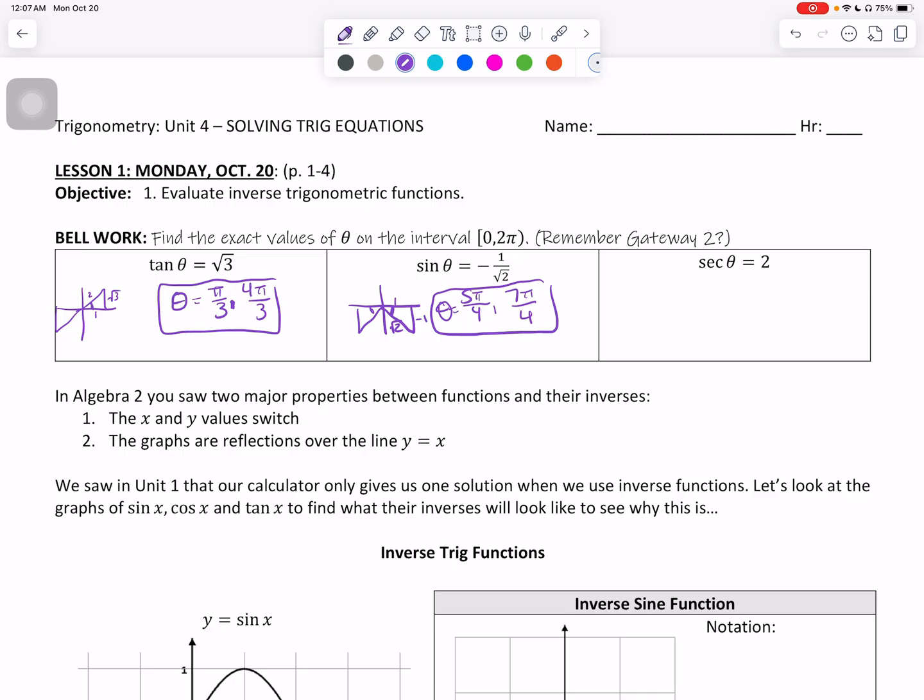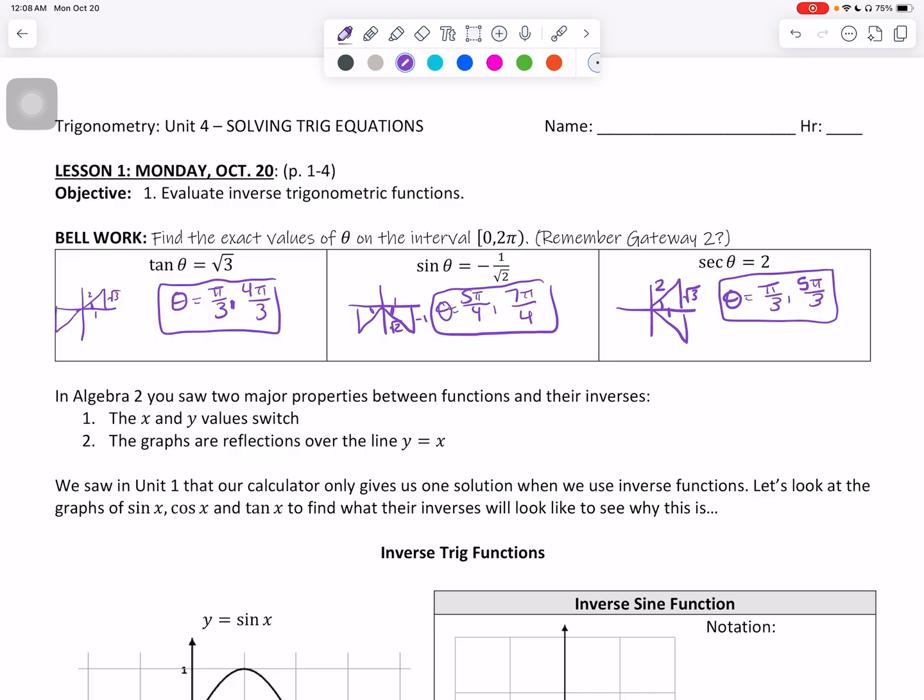Now, secant, which is the buddy to cosine. Cosine is adjacent over hypotenuse, so secant is hypotenuse over adjacent. Cosine is positive in quadrant 1 and 4, so we're saying that is the hypotenuse. Adjacent would be 1, so this should be square root of 3, telling us our reference angle is 60 degrees or pi over 3. So theta equals pi over 3 and 5 pi over 3 in quadrant 4.